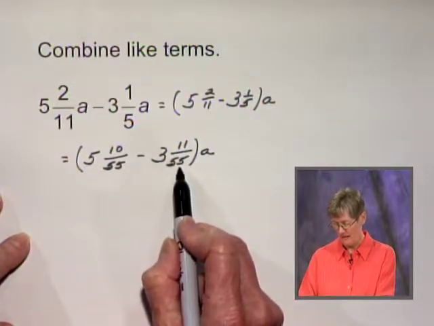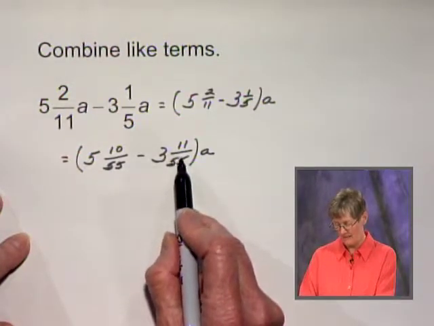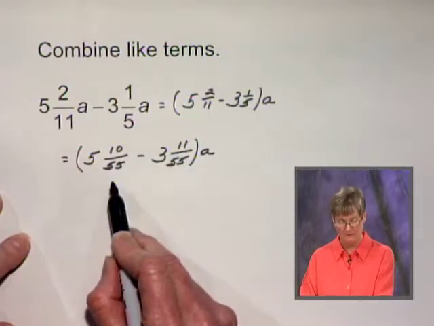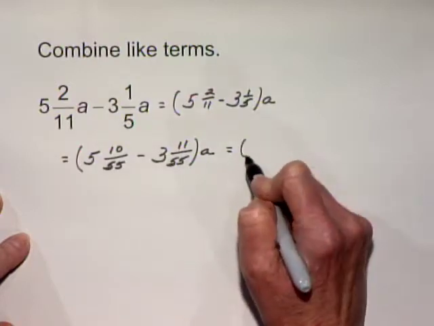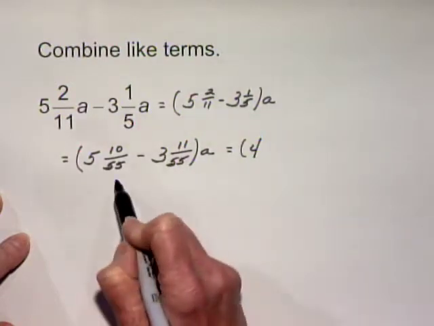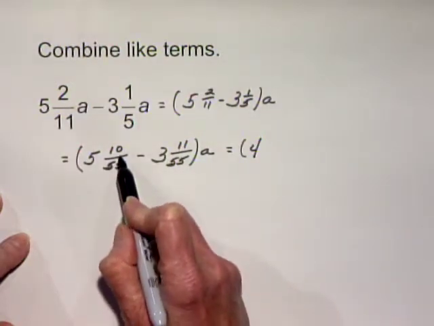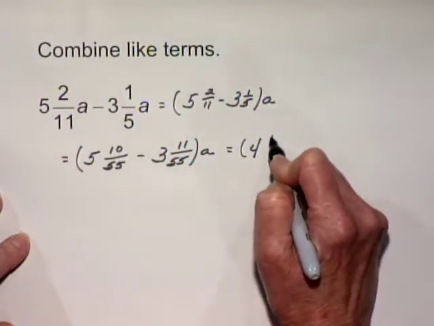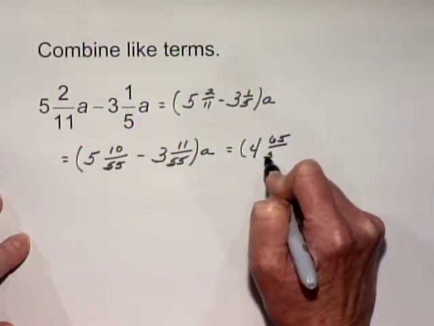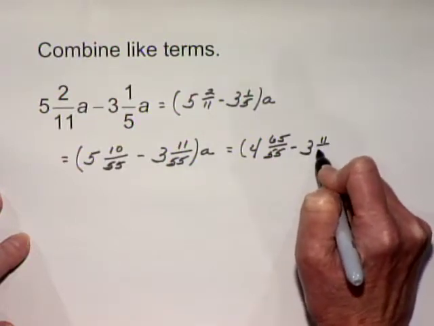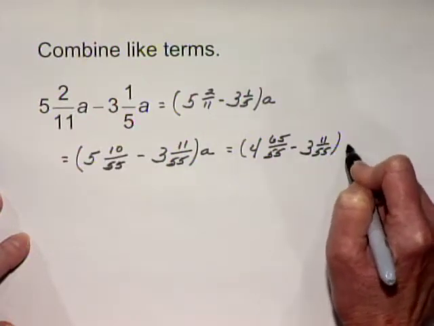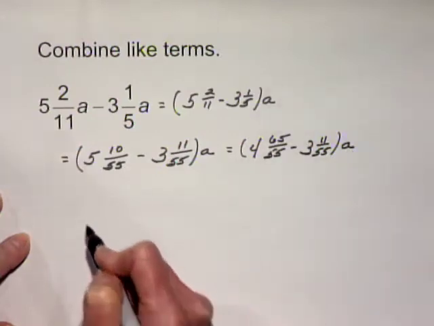Now I want to subtract, now that I have a common denominator, but I can't subtract 11 55ths from 10 55ths. So I'm going to have to borrow from the 5. That will leave me with a 4. I'm borrowing 55 55ths and adding them to these 10, which gives me 65 55ths. And I'm subtracting 3 and 11 55ths. And that's multiplied times A.